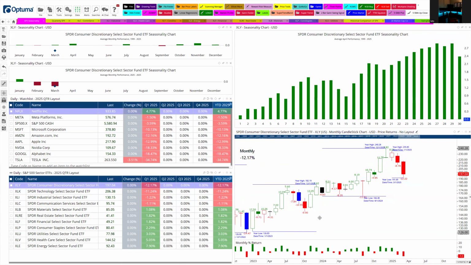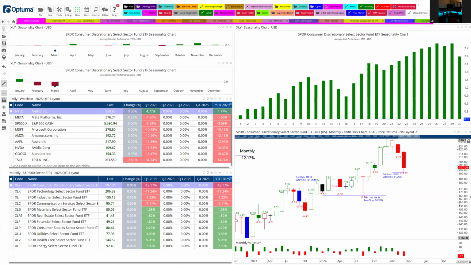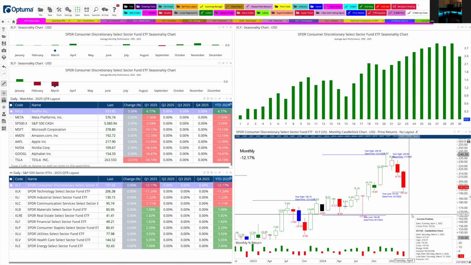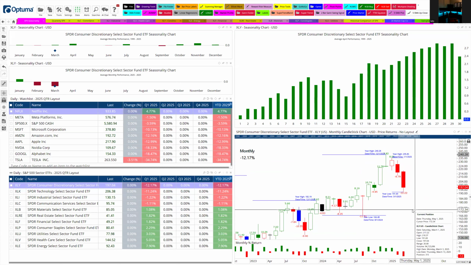Yeah, ETFs don't go down for too long. Just keep that in mind. You don't see ETFs down 30%. And these are not stocks. They're tracking all of these stocks here, plus hundreds of others.